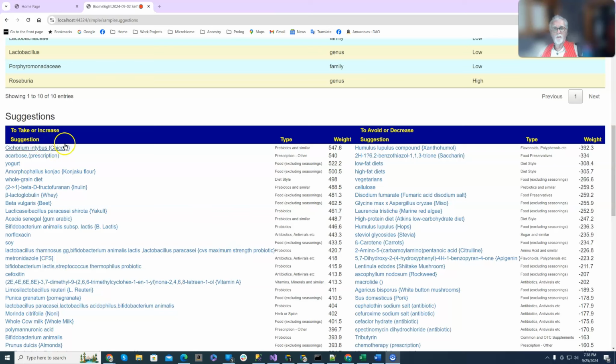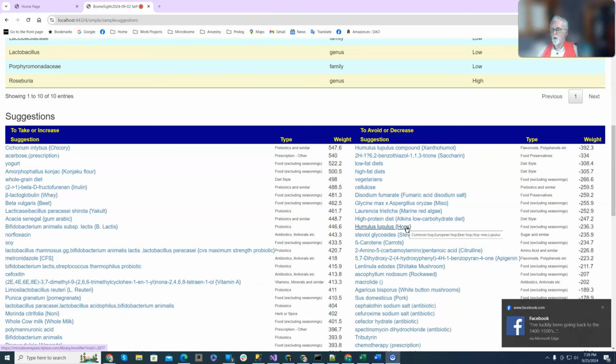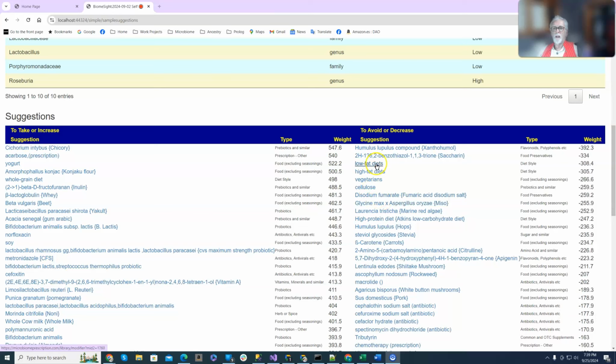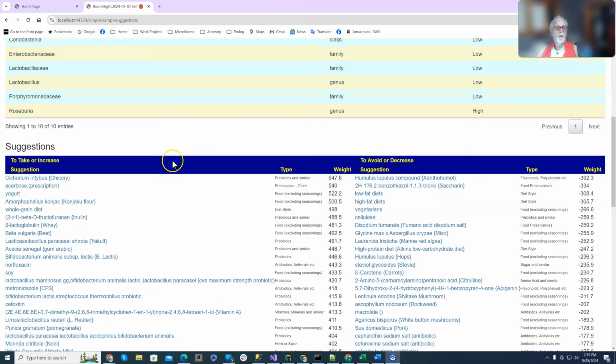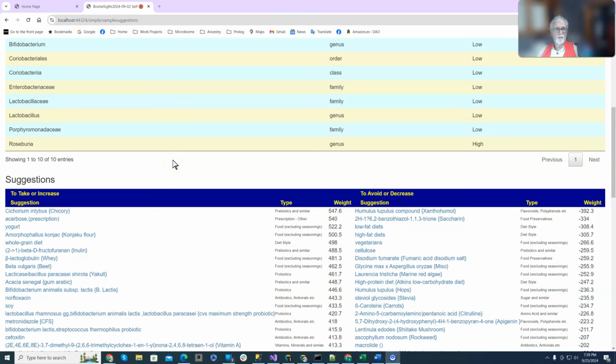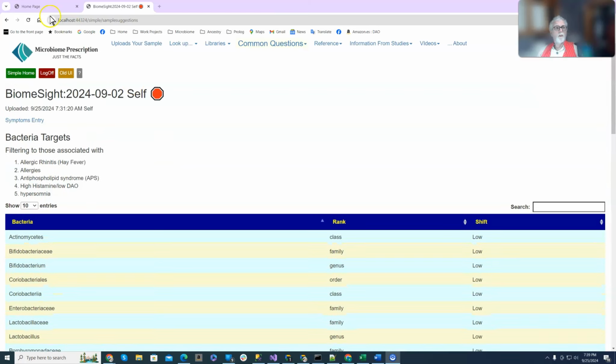So we now have lists. Again, you can have the list shorter or longer. We have things to avoid. For example, no pork is a suggestion. No carrots. No hops, which probably means no beer, since beers are there. And then we have high fat diet and low fat diet. Dealing with pork, pork is probably high fat. The low fat means you want to have a reasonable amount of fat in the diet. So don't absolutely cut off everything that's fat. Don't go ultra lean. Okay, so that's there.